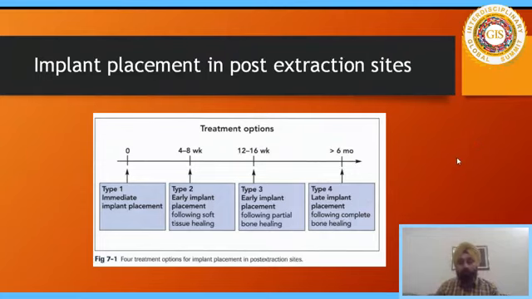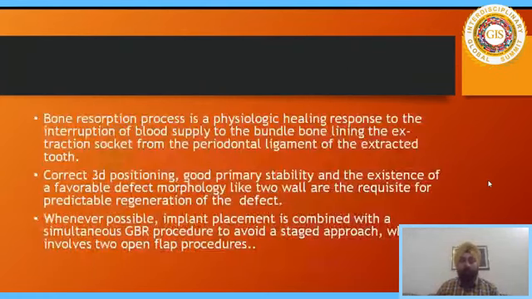When a big periapical defect is present, we decide to do a late implant placement. A bone resorption process is a physiologic healing process in response to interruption of blood supply to the bundle bone lining the extraction socket from the periodontal ligament of the extracted tooth. Correct 3D positioning and good primary stability are requisite. Whenever possible, implant placement is combined with a simultaneous GBR procedure to avoid a staged approach, which is preferred by the clinician and also the patient, because nobody wants to do two flap procedures.